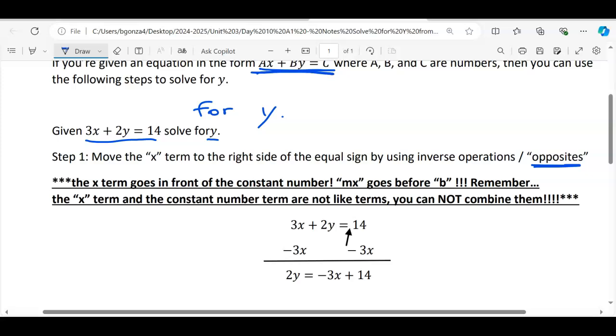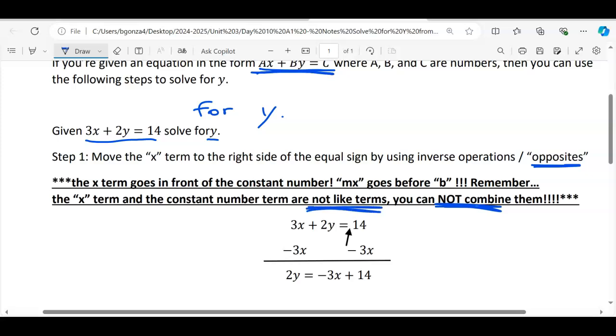Now, do you see how I bolded, underlined, and put stars next to this next couple lines here? The x term goes in front of the constant. Do you see that arrow? The mx goes before the b. Didn't we do this the last couple weeks? Does everyone know it's y equals mx first and then plus b after that, right? So when you're doing this, you're going to have to reorder the mx and the b, okay? And you are not going to combine like terms because they are not like terms.